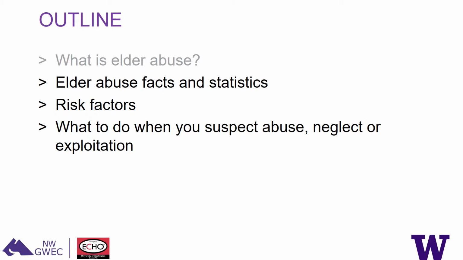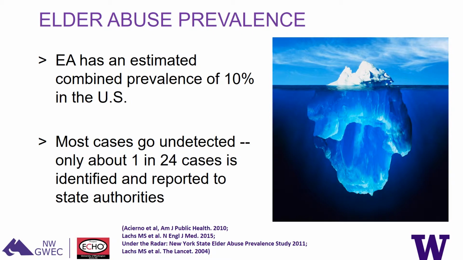So that's what elder abuse is, but why is this something that we should care about? Elder abuse is incredibly prevalent. Most studies suggest that there is an estimated annual prevalence in the United States of about 10%, meaning that about 1 in 10 older adults will have experienced some type of elder abuse in the past year. However, unfortunately, most cases go undetected. A large study in New York showed that only about 1 in 24 cases is identified and reported to authorities.